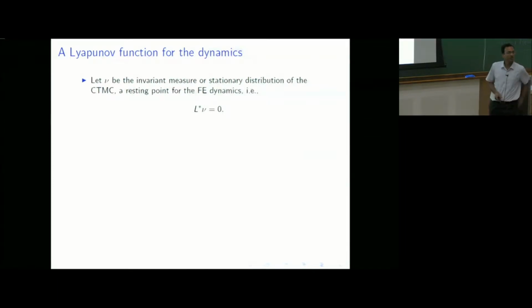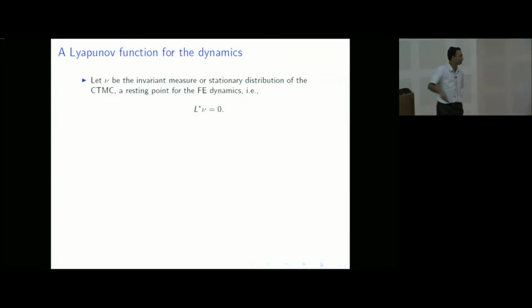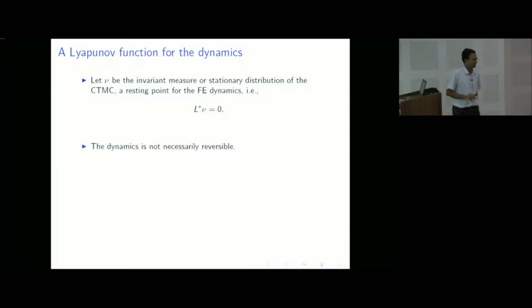Now, there is a natural Lyapunov function for this dynamics, and that's relative entropy. We saw that in many talks already. So let nu be the invariant measure or the stationary distribution of this continuous time Markov chain. This continuous time Markov chain is irreducible, so there is a unique invariant measure. Let's call that nu. It's also the resting point of this dynamics. So L star of nu is equal to 0. We saw this in the previous talk as well. Now, the dynamics in our case is not necessarily reversible. So this is a somewhat more general case.